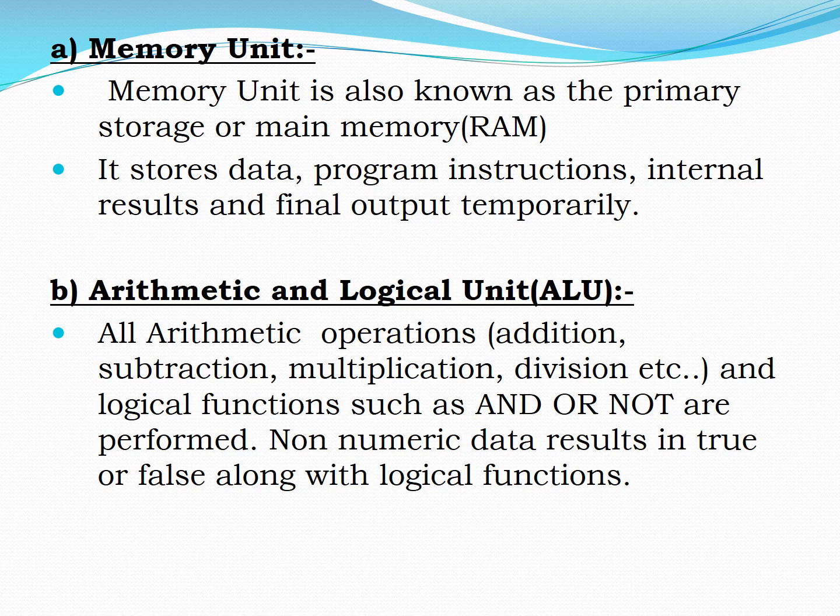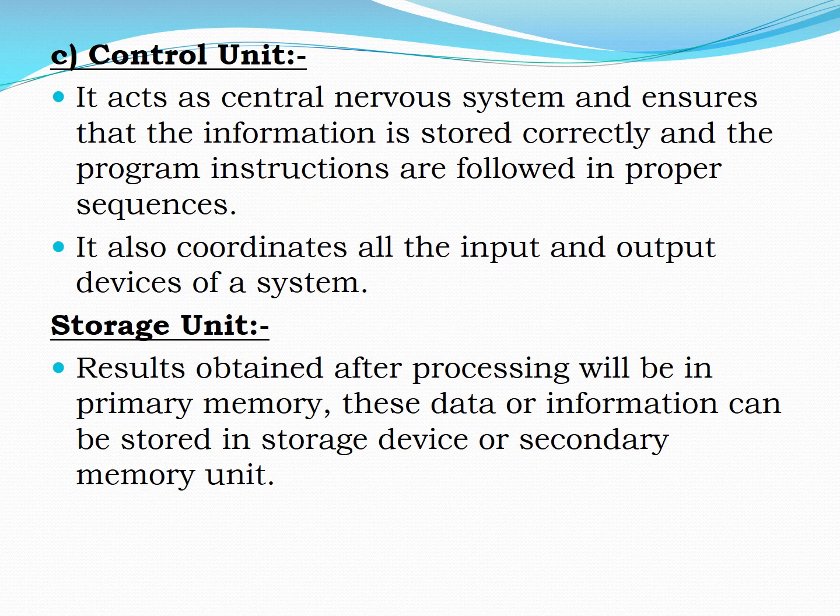We'll see the third unit of the CPU, the control unit. It acts as a central nervous system and ensures that the information is stored correctly and the program instructions are being followed properly in sequence.